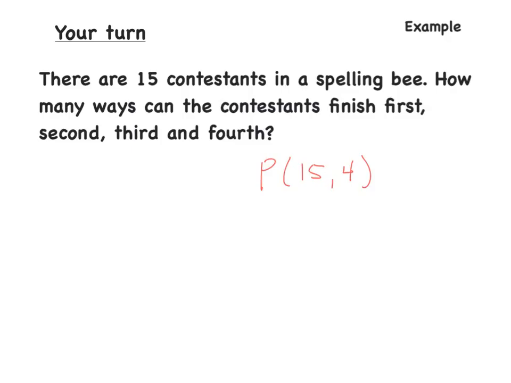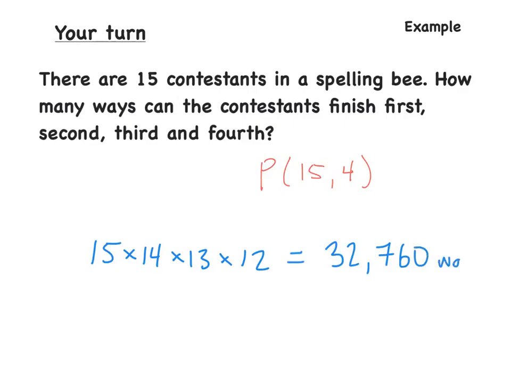To solve it, we would multiply 15 times 14 times 13 times 12. Let's think about this. If we have first place, how many options are there? 15. How many options are there for second place? 14, because that one's already been taken. How many options for third place? 13, because these 2 have already been taken. How many options for fourth place? 12, because these have already been taken. The answer for 15 times 14 times 13 times 12 is 32,760 ways.